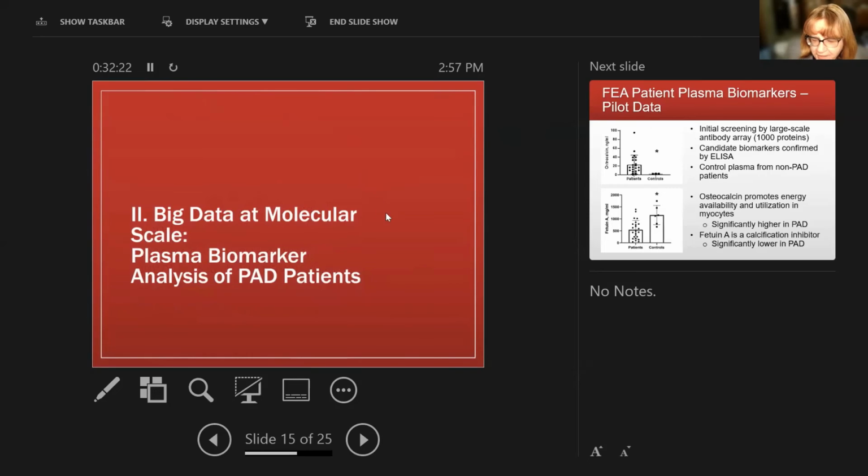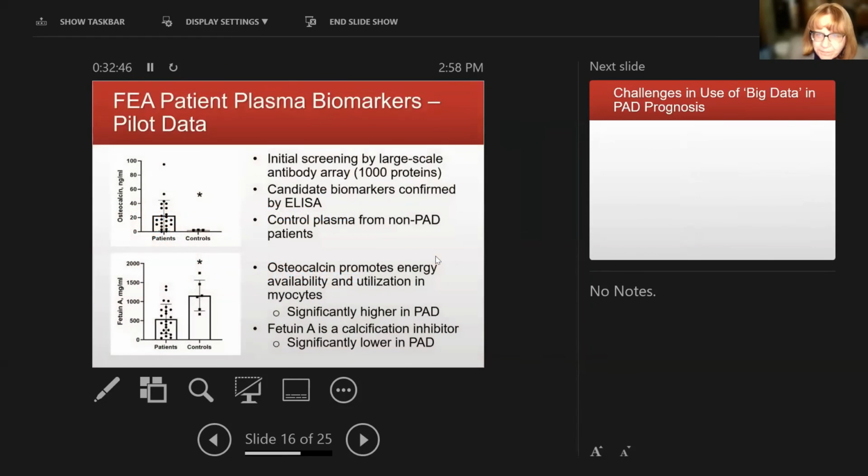We're now taking different approaches, such as convolutional neural nets, to try to segment the calcified areas. But I'll move on and say something about the other side of the study, which is looking at big data at the molecular scale by analyzing plasma biomarkers.